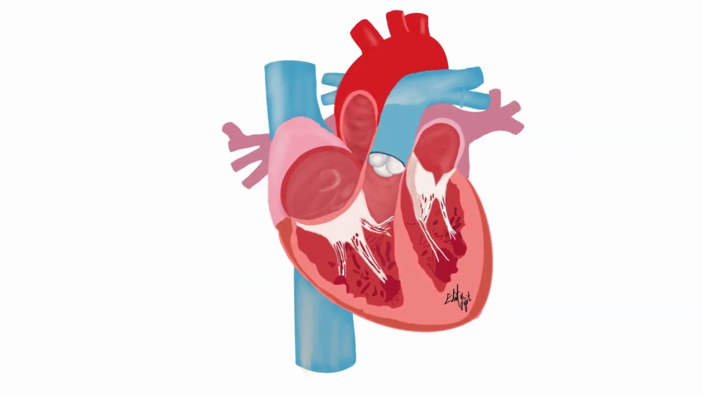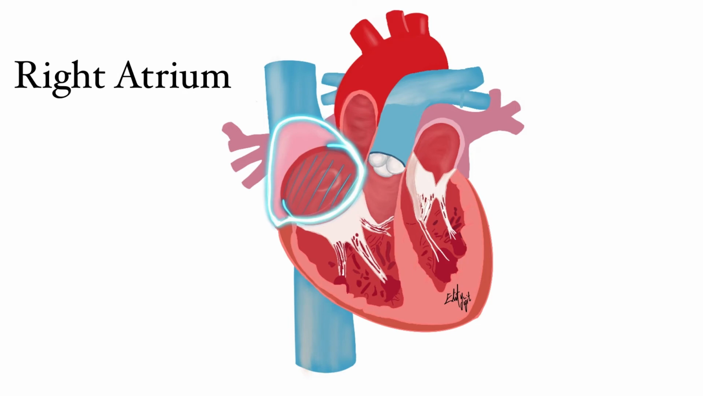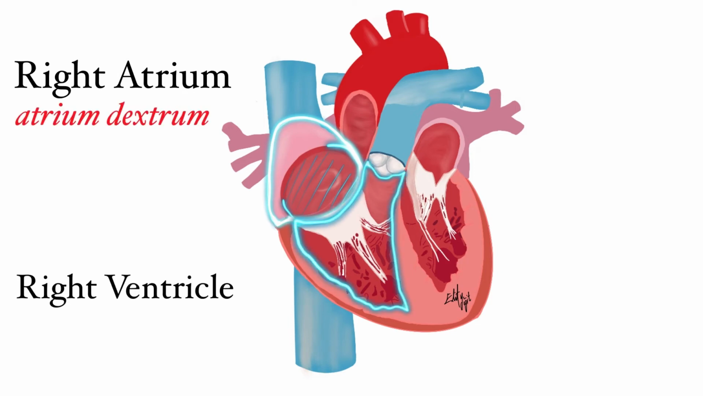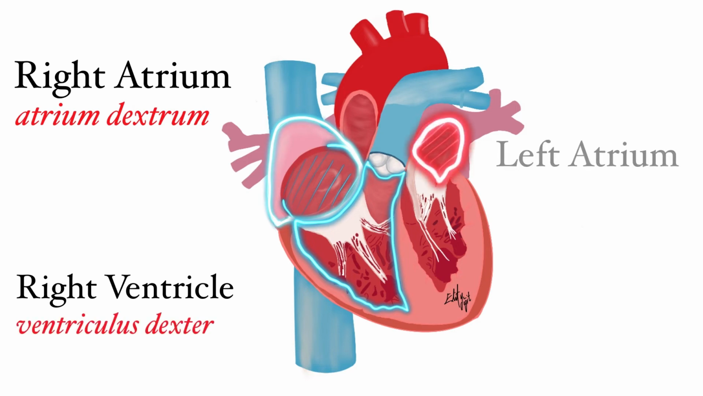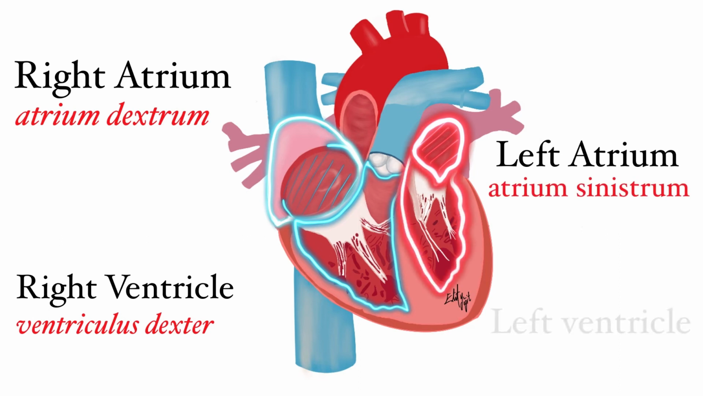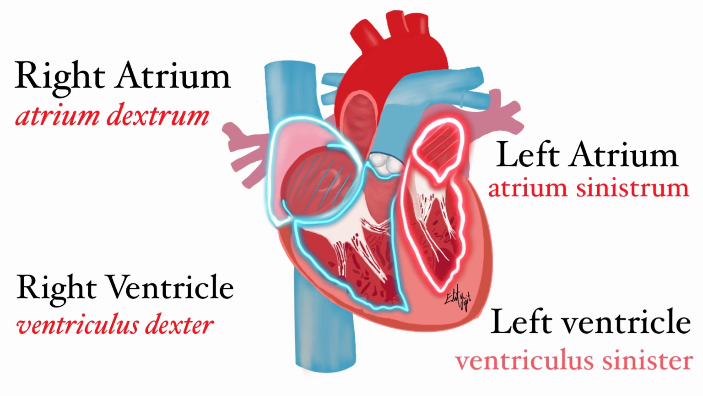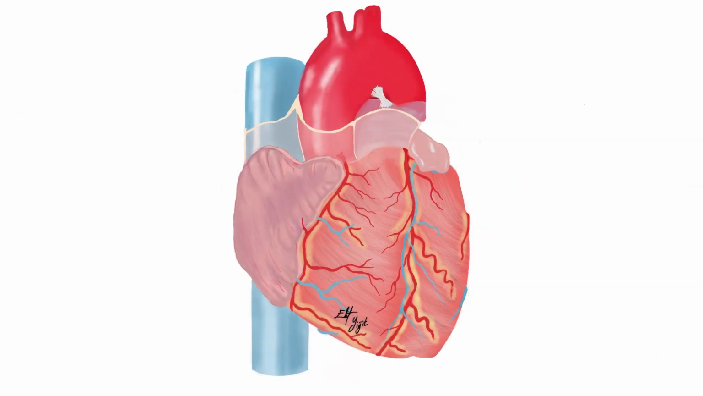The human heart consists of four chambers. These are right atrium, or in Latin atrium dextrum, right ventricle, or ventriculus dexter, left atrium, which is atrium sinistrum, and left ventricle, which is ventriculus sinister. These chambers are separated from each other by grooves on the outside. The human heart also has two atria and ventricles on the right and left sides.